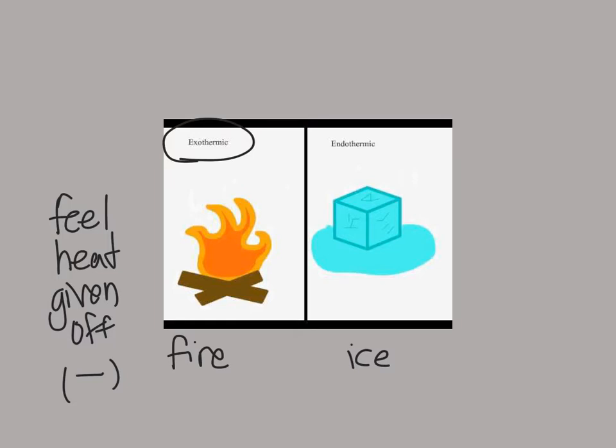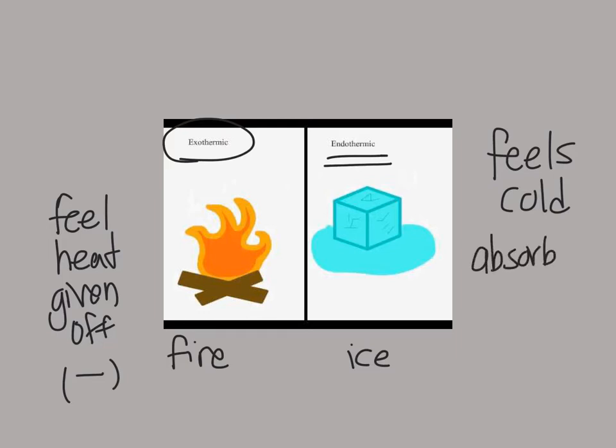Okay? If you have an ice cube and it is labeled as endothermic, this one feels cold. And what is happening here is that when you feel an ice cube, it isn't cold. It feels cold because it is absorbing the heat from your hands. And so the heat is going from your hands into the ice cube, which causes it to melt. So the heat is going in to that reaction, and it is a positive sign.